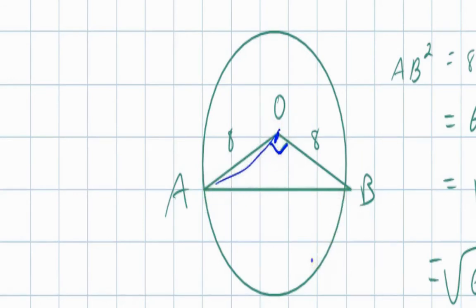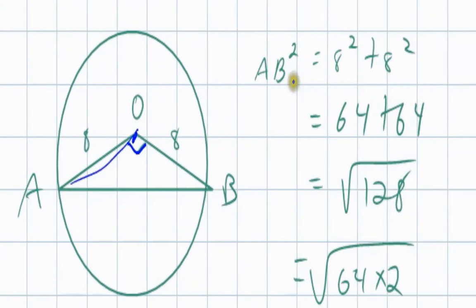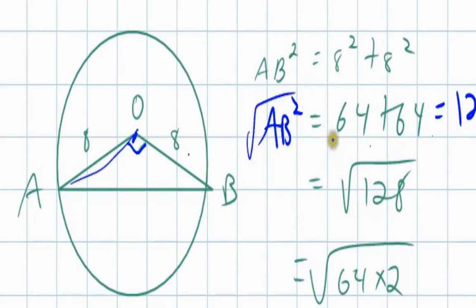So the next thing we need to do is use the Pythagorean theorem. So this length, AB squared, is equal to 8 squared plus 8 squared. So I'll have AB squared is equal to 64 plus 64, which is 128. So I'm taking the square root of both sides. So now I have AB is equal to the square root of 128.